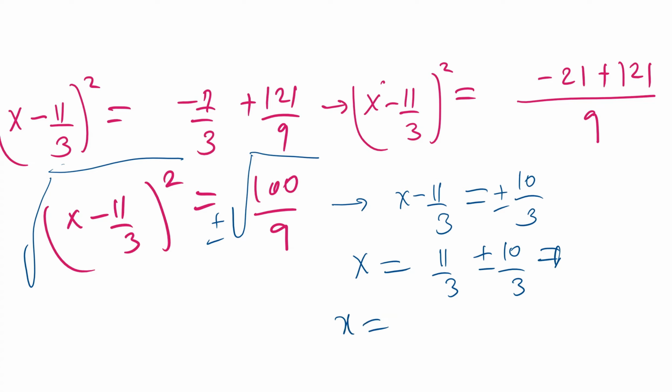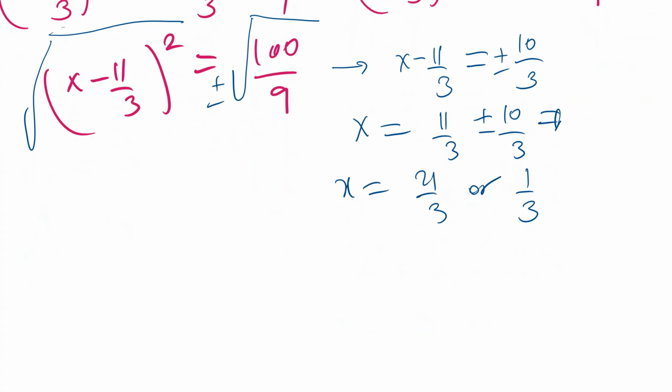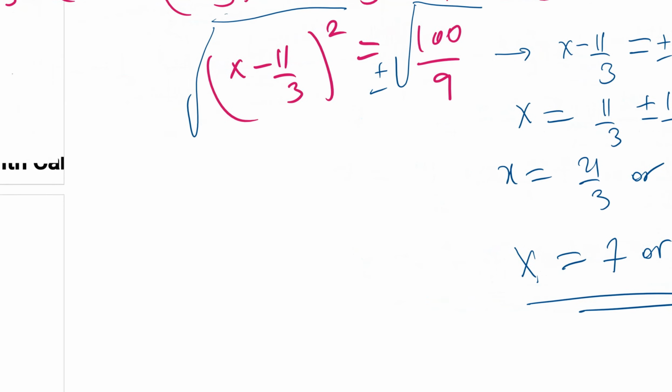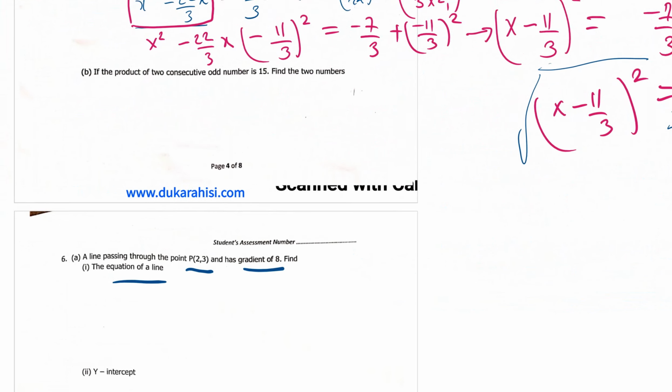It means x will be either 11 plus 10, that is 21 over 3, or 11 minus 10, you get 1 over 3. The final result, dear students, is x equals 7 or 1/3. So that is the solution of the given equation.